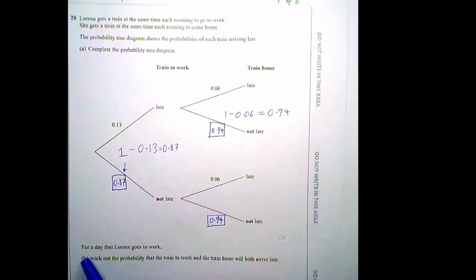So that's done. For a day that Lorena goes to work, work out the probability that the train to work and the train home will both arrive late. Both arrive late. So what I'm looking for is late and late. So similar to previous questions, step 1 is to find all the outcomes. And then step 2 is to find my specific outcome, probability or specific outcome.